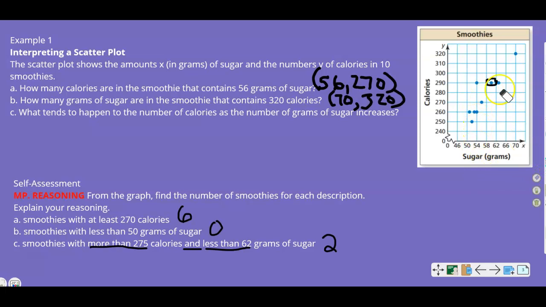Wait a minute, hold on. Above 275 and less than 62 grams. So it's right here. Those two are above 275. They're above this line, but yet they're below this line. Sorry, my line's not very straight. But anyways, those two are the only two smoothies that meet both of those restrictions.